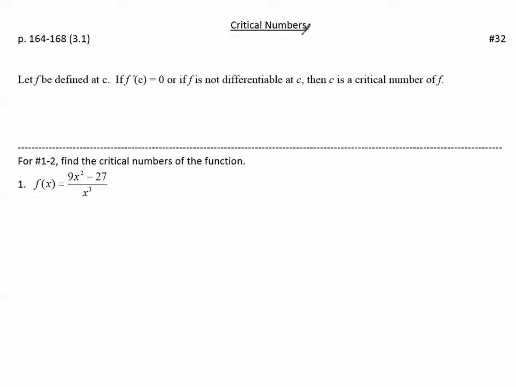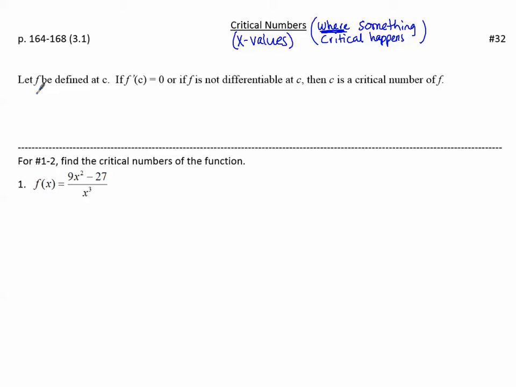Let's talk about critical numbers, or where something critical is happening in the graph. And remember, when we say where, that's a location. Critical numbers are the x values because we're telling where something critical happens.